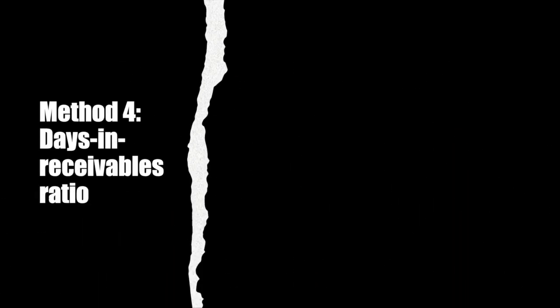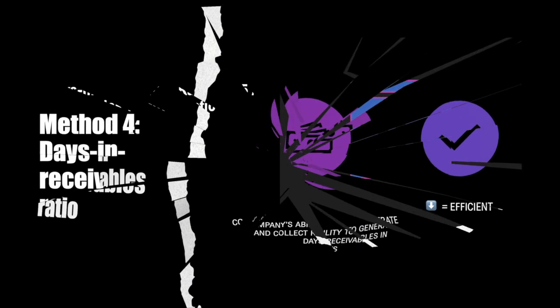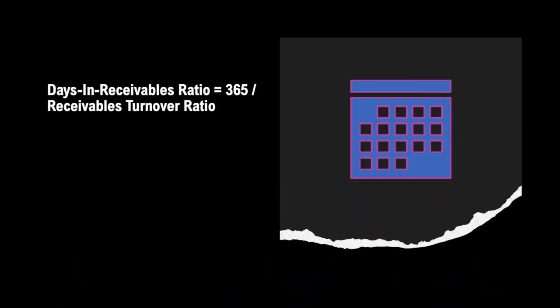From calculating receivables turnover ratio, a company can calculate their days in receivables ratio. This ratio expresses a company's ability to generate and collect receivables in days. A lower number for this ratio indicates efficient debt collection. If you get Woolworths Group's receivables turnover ratio of 90 and do 365, the amount of days in a year, and divide that by 90, you get 4.0. Therefore, it takes 4 days for Woolworths Groups to collect their debts, which is a good indication.